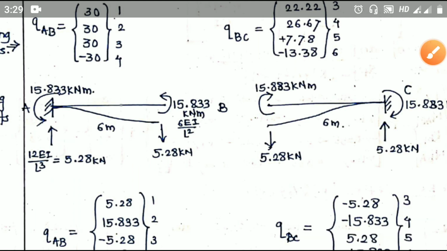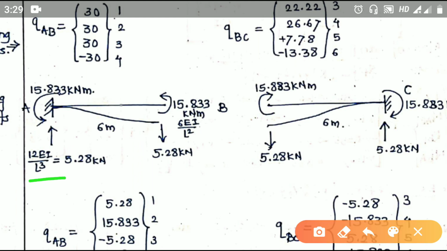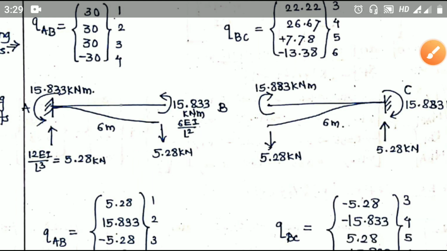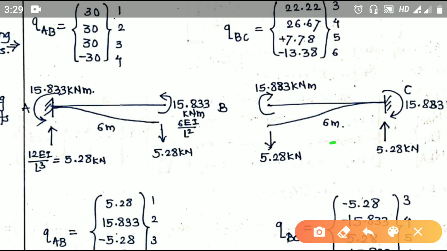So put the values. 12 EI is given in the problem statement, and L is 6 meter. So calculate this reaction as 5.28 in the upward direction. Similarly here it will be in the downward direction with the same magnitude, 5.28 kilonewton. Now in the same way you have to complete this part.